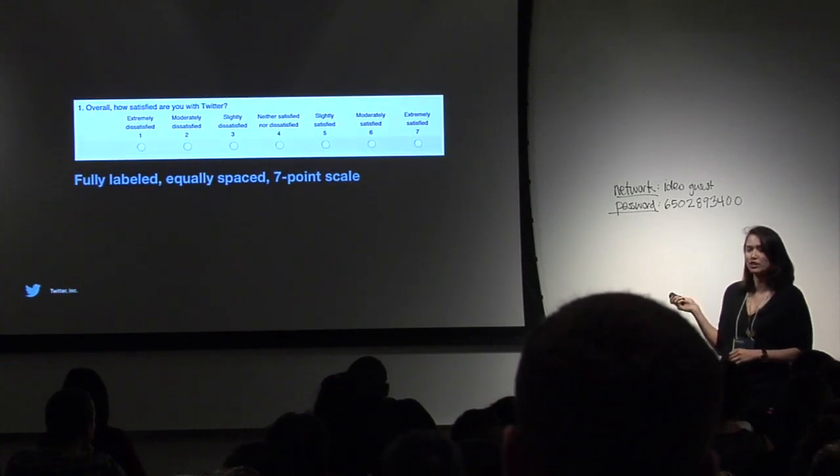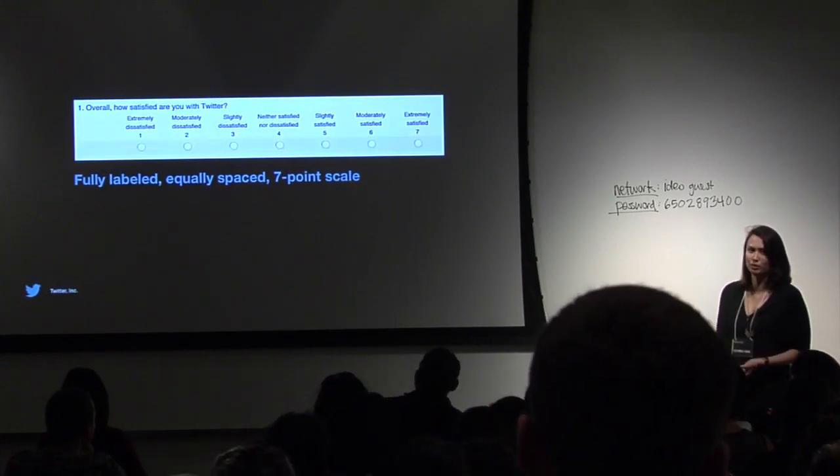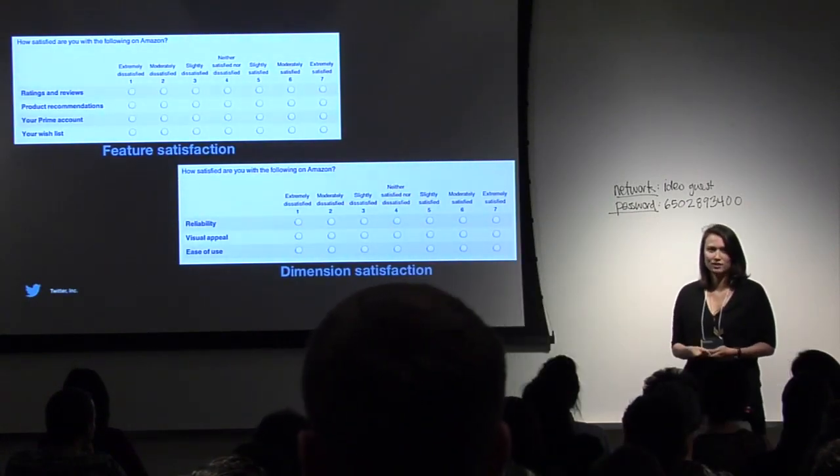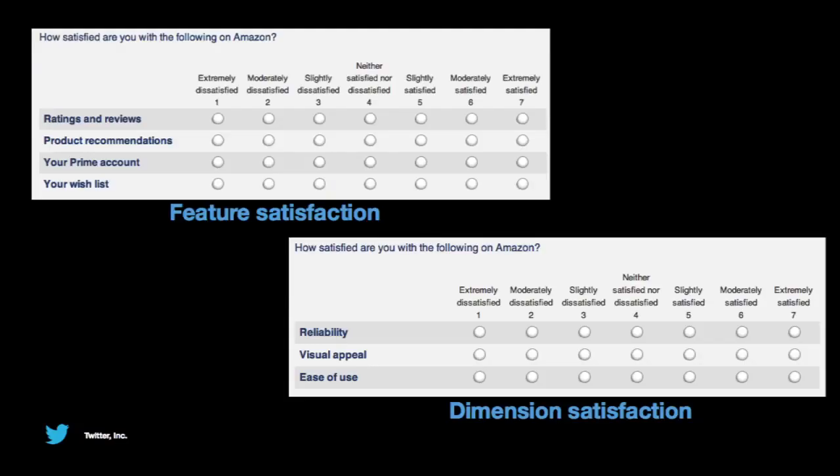So this is a question that asks about your overall satisfaction with an experience. But there are also other types of satisfaction questions you could ask. You can ask people to rate their satisfaction with particular features on your site. This is just an example I made up of Amazon. You can ask them, how satisfied are you with product recommendations, your Prime account, and so forth. Or you can ask them about what I call dimensions, things like speed, technical reliability, visual appeal, or ease of use.